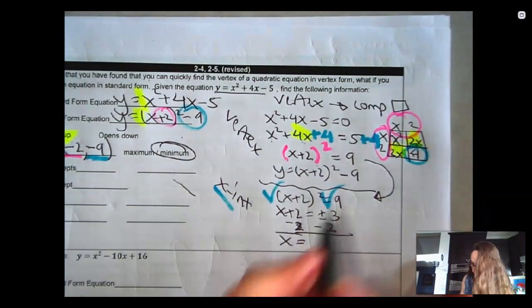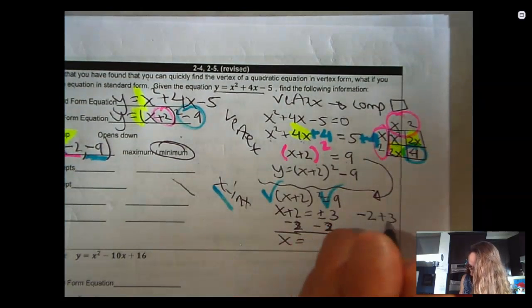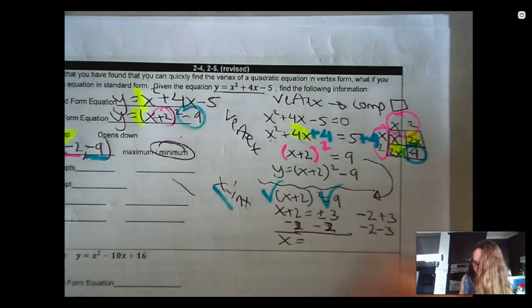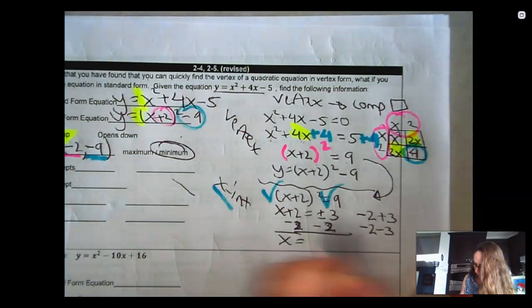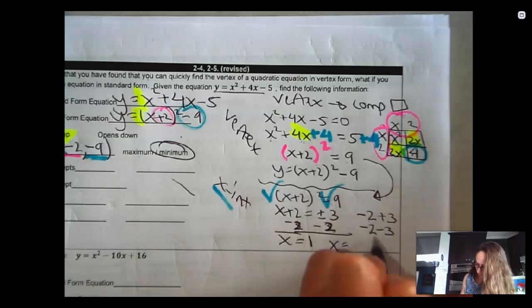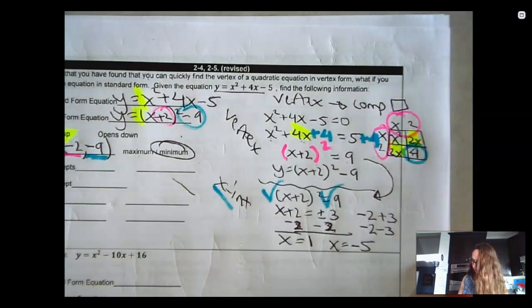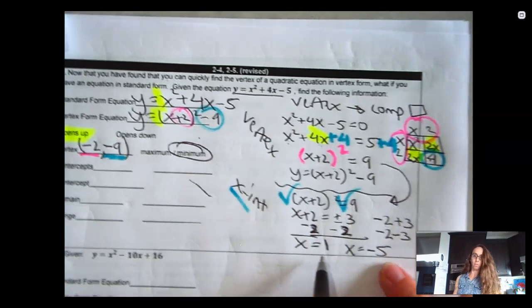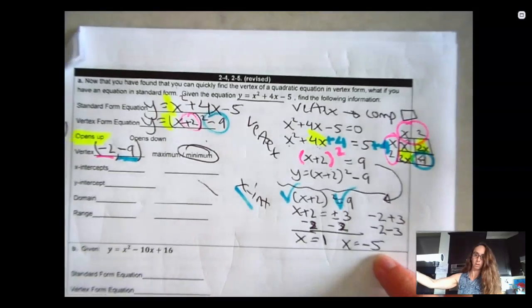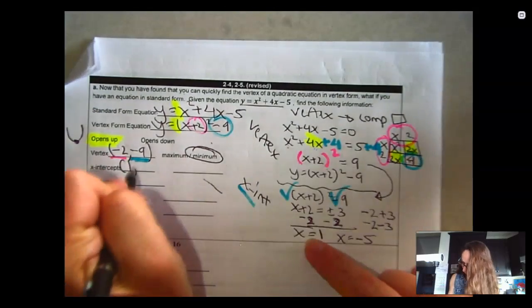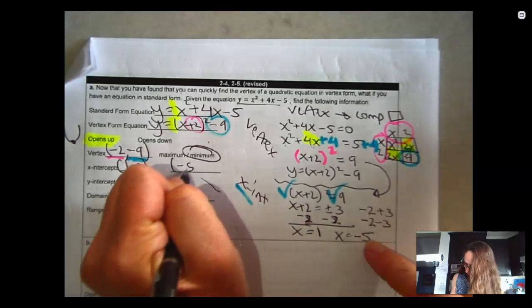So you have two options as answers. Negative 2 plus 3 and negative 2 minus 3. Negative 2 plus 3 is 1. Negative 2 minus 3 is negative 5. So I have found my x-intercepts. Let me zoom this out a little bit. (1, 0), (-5, 0).